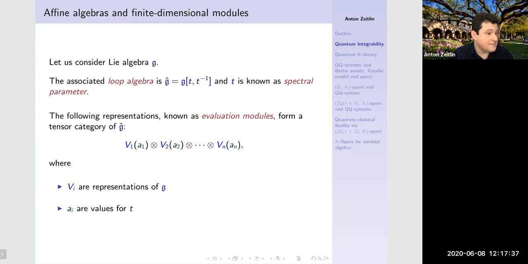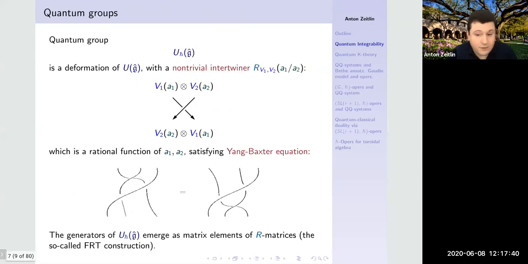So this is a tensor category, but then you can deform the standard category, so you can introduce the R matrix, which appears to be a non-trivial intertwiner. It was trivial before, but now it's a non-trivial intertwiner satisfying the Yang-Baxter equation. And this intertwiner is a rational function of A1 and A2. In this case, it's known as the trigonometric R matrix, because in physics, for some reasons, instead of A1 you represent the exponential, and therefore it becomes represented using trigonometric functions. All right, and the elements of the quantum groups appear as matrix elements of the R matrices.